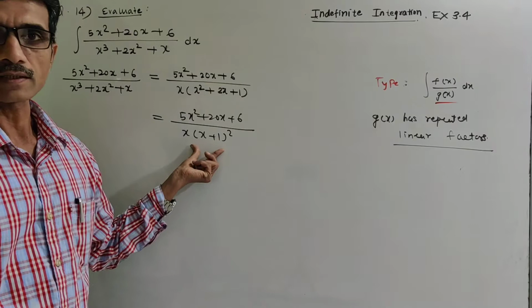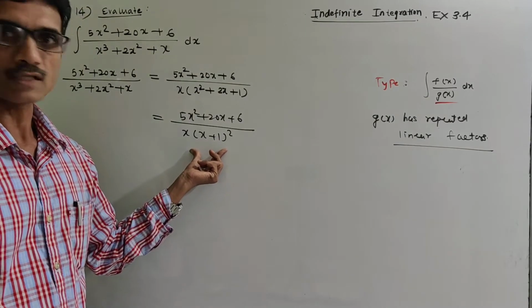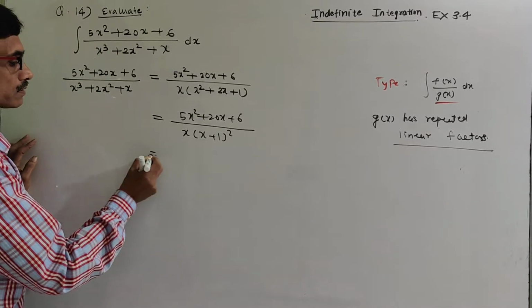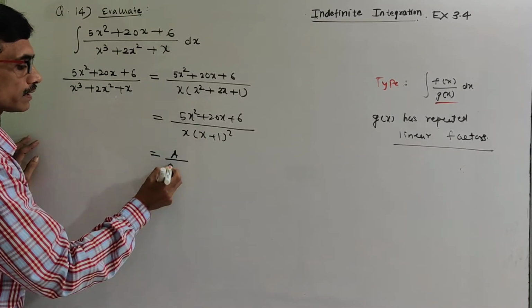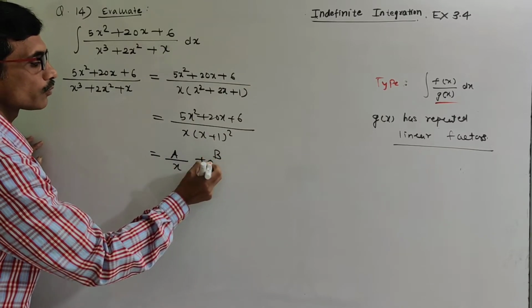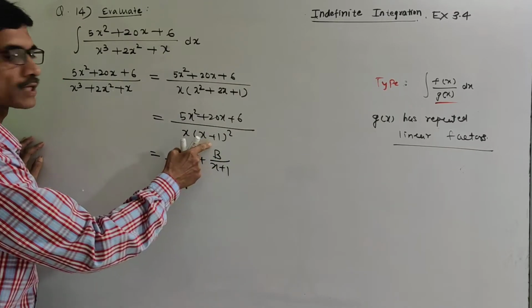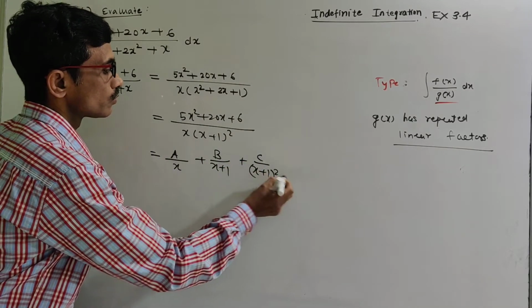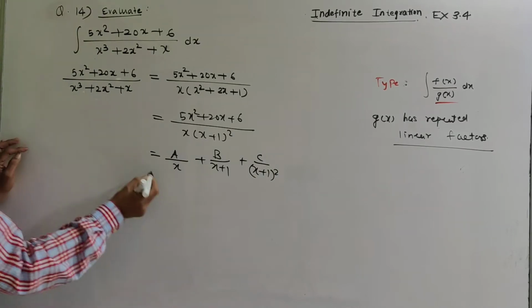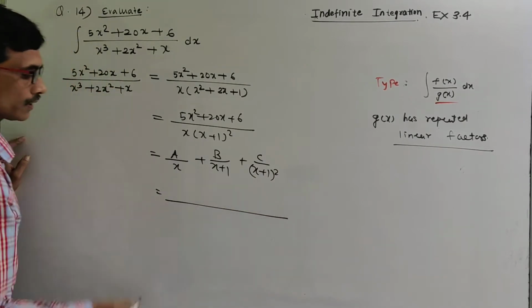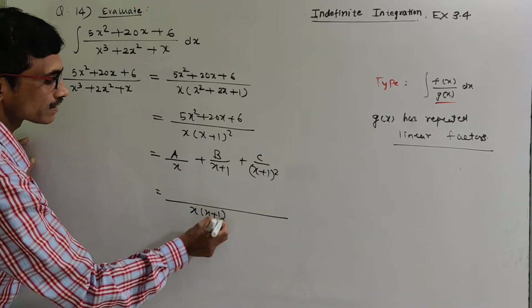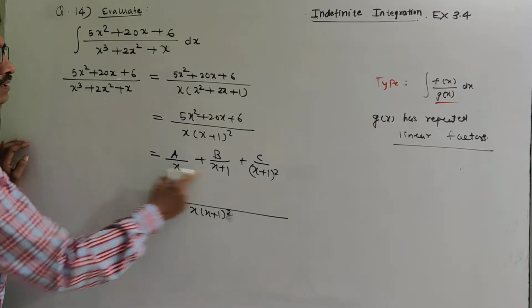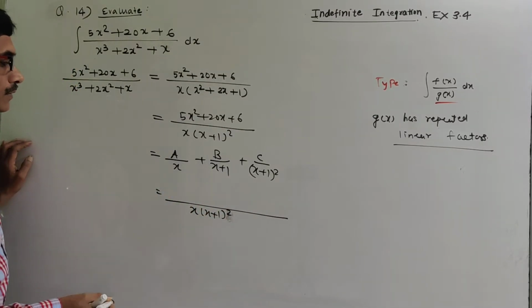मतलब ये x + 1 factor repeat हो रहा है, (x + 1) into (x + 1). So how we solve this type of examples? We write it as A upon x plus B upon (x + 1), और ये (x + 1) फैक्टर रिपीट हुआ है इसलिए C upon (x + 1) whole square. Now the LCM of the denominator will become x into (x + 1) square.